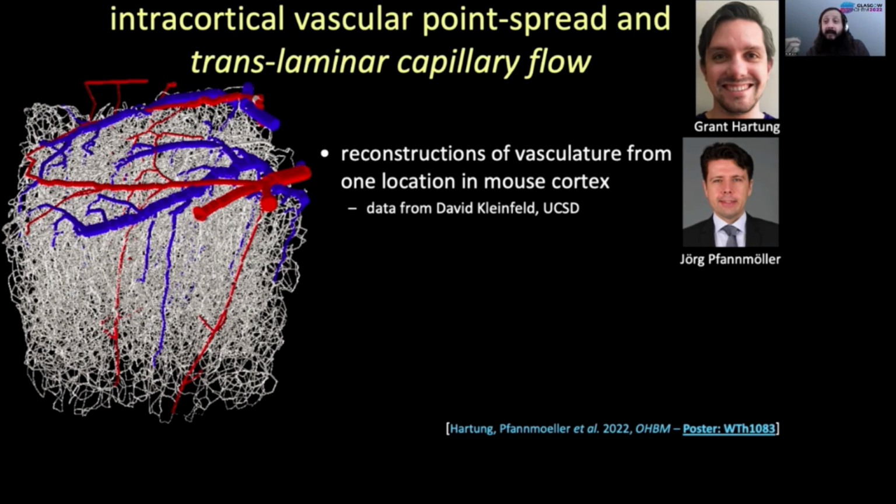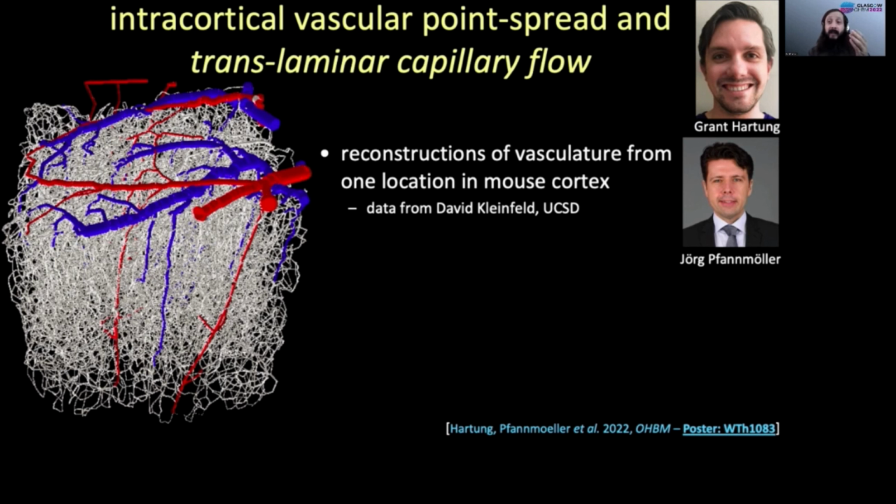So to understand the impact of translaminar capillaries on the fMRI signal, we've been using VAN models to simulate microvascular point spread functions. This is work by Grant Hartung and Jörg Vanmöller, and Grant is here at OHBM presenting this work, so I encourage you to go check out his poster.